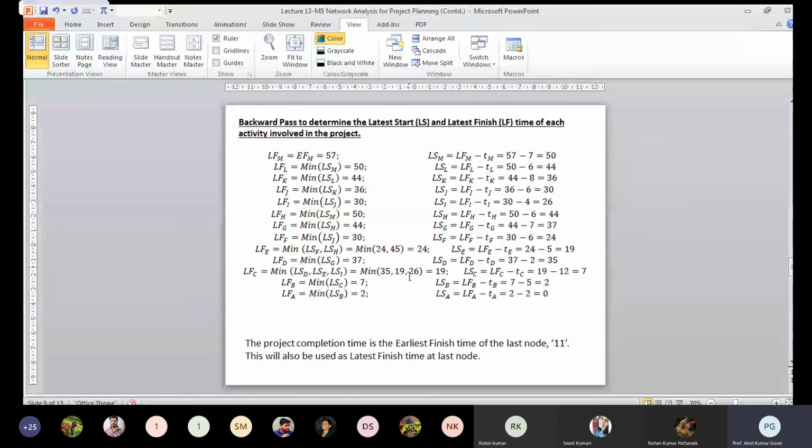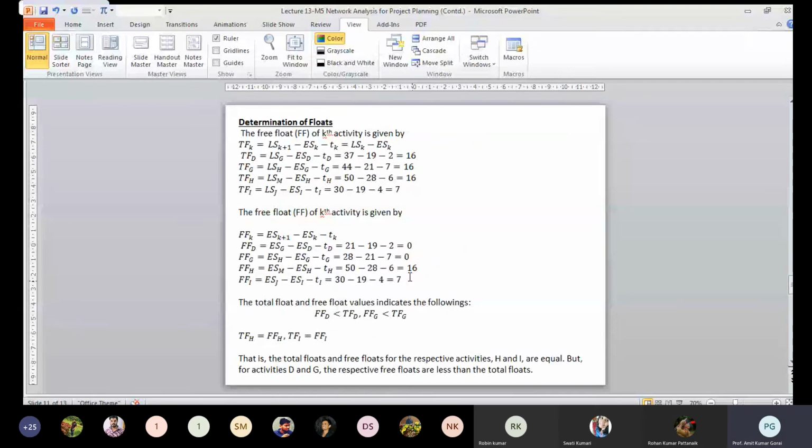Now see, these are the things we have already calculated for floats. We discussed them in the last class. Similarly, we can calculate the free float and the total float. Sorry, this one will be the total float, and this is the free float. The total float is similar to your slack value. Using the same equations we have discussed, you can calculate the total float and the free float.